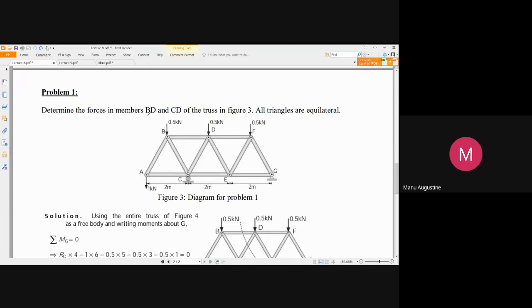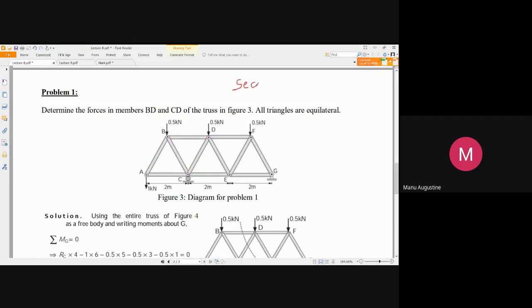Now, there will be some special questions like this one, this problem number one. It is simply asking you, you do only one thing, you go for finding the force of BD and CD only. Don't find the forces here. Now, in this case, what you will do is, since not all forces are required here, only two forces are required. In such cases, you go for the method of sections.